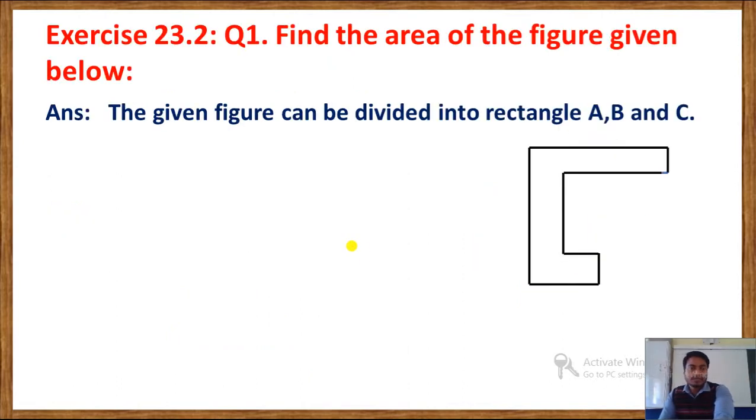Okay. Now let's solve an exercise question. So here we have question number 1 from exercise 23.2. Okay, find the area of the figure given below. As you can see on the screen, this is the figure, and for this figure we have to find out the total area. Okay, the given figure can be divided into rectangles A, B and C. That means this figure can be divided into 3 parts, A, B and C.